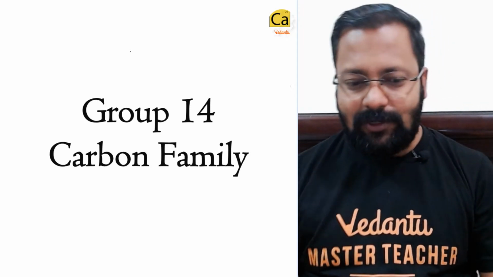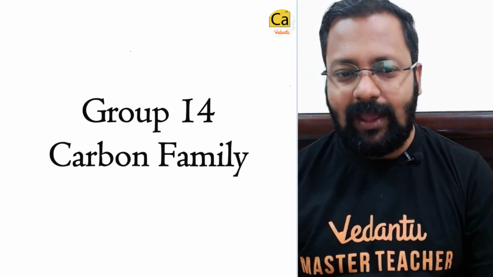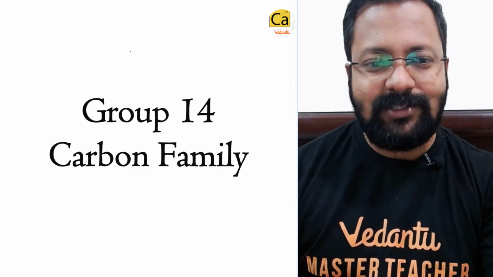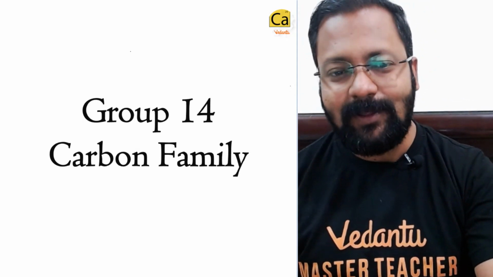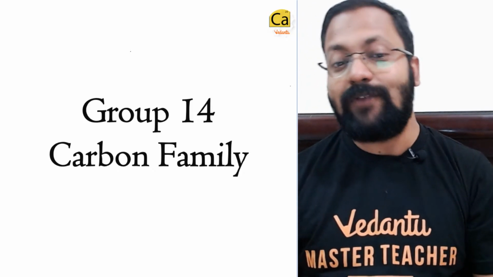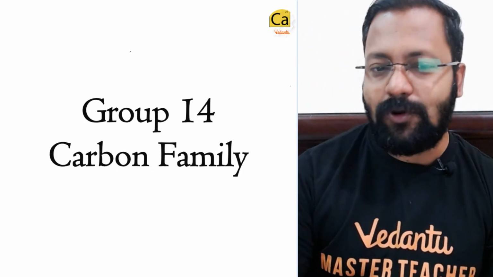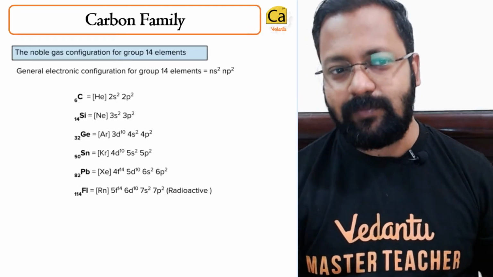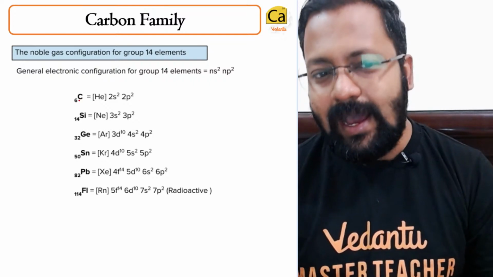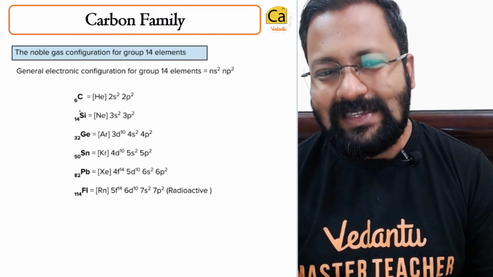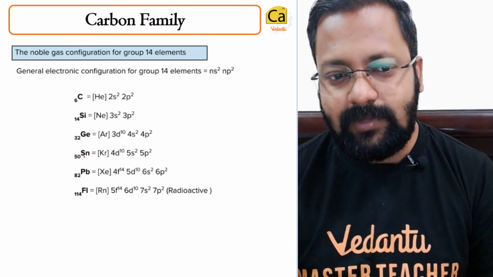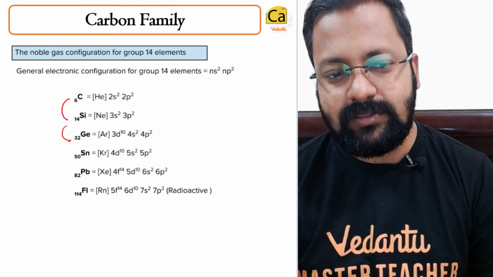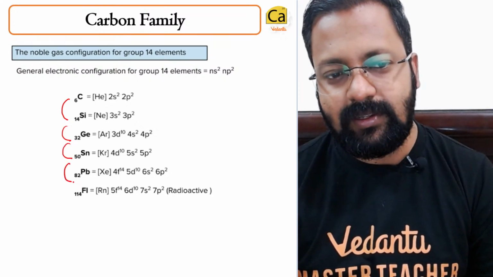Okay, so chalo, let's start today's session and let's see what group 14 has to offer us. So group 14 को हम बोलते हैं carbon family. Okay, group 14 is called carbon family. Why is it known as carbon family? Because the first member is carbon. Okay, so carbon, silicon, germanium, tin, lead.